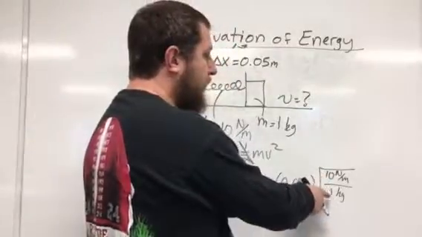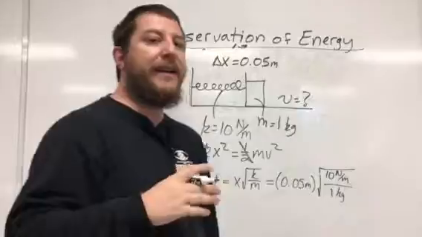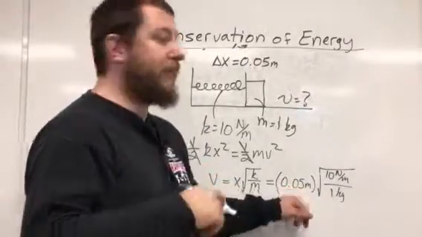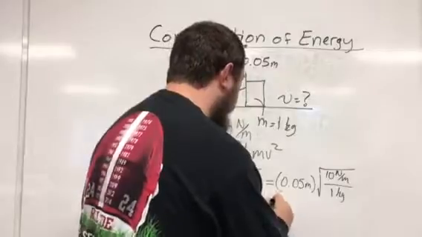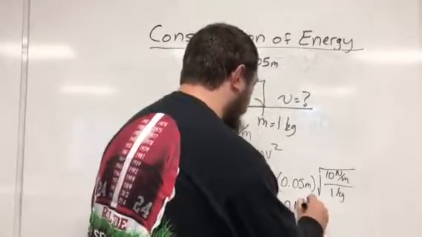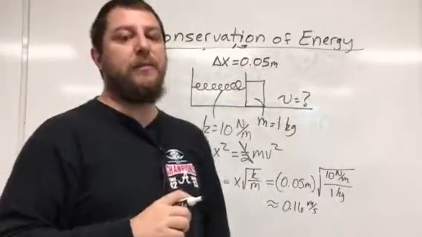So 10 divided by 1 is 10. The square root of 10 is 3 and some change. 3 and some change multiplied by 0.05 is going to be approximately 0.16 meters per second, okay? Or 16 centimeters per second.